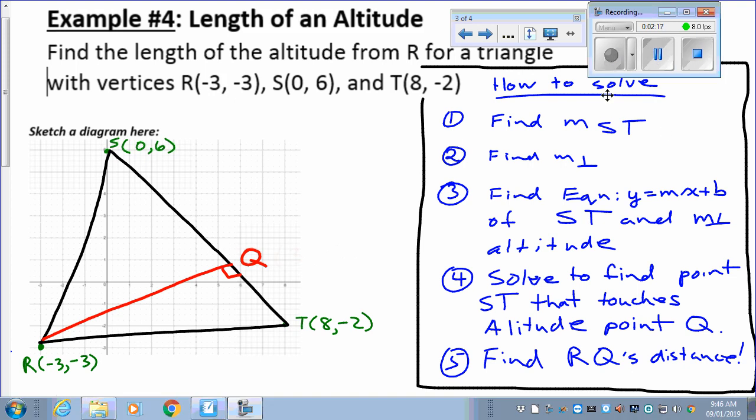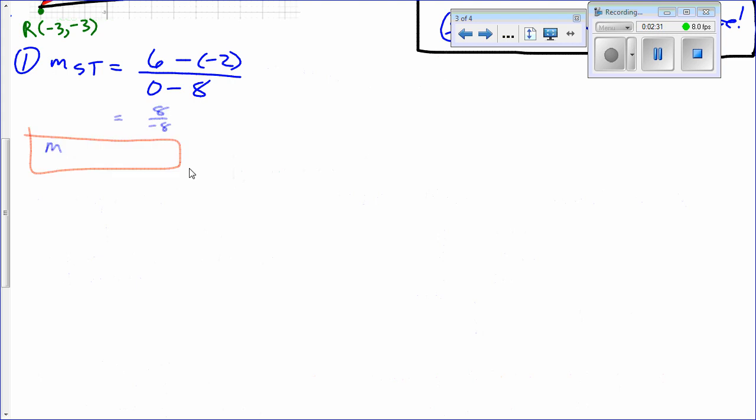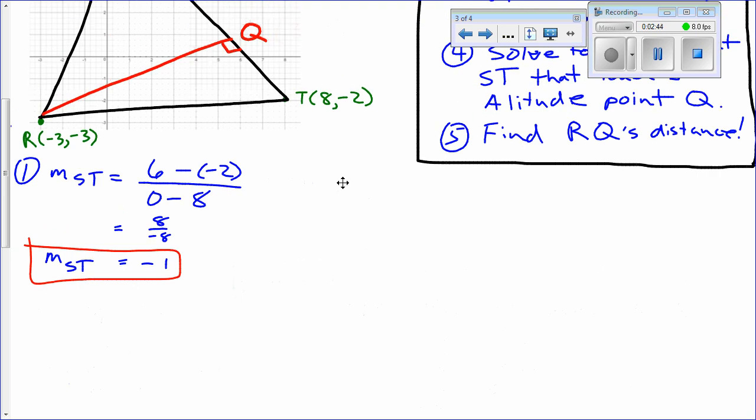And now, let's go on to the problem. The first thing we have to do is find the slope of ST. In order to find it, we write m_ST is equal to this, which gives us this, which means our slope is -1. Now that we have our slope being -1, we're going to find the perpendicular in the red here for our equation. So now we're going to find the slope of the perpendicular to ST, and that's just the negative reciprocal. So instead of -1, we're going to have +1 for our slope along here.